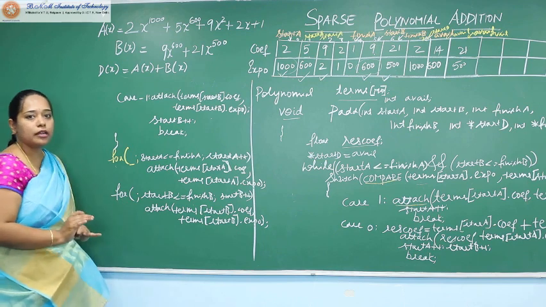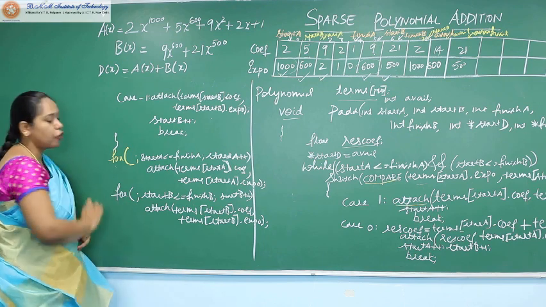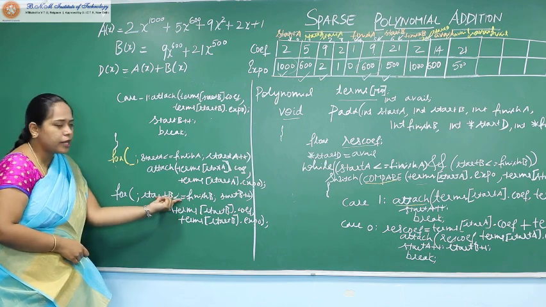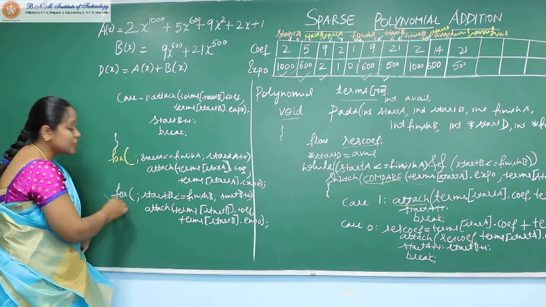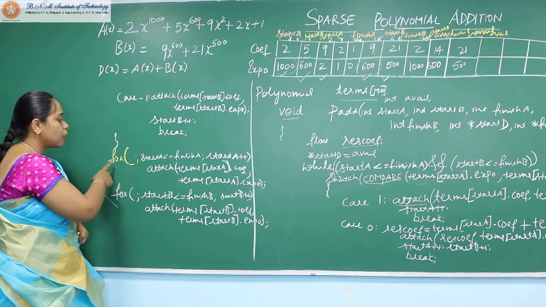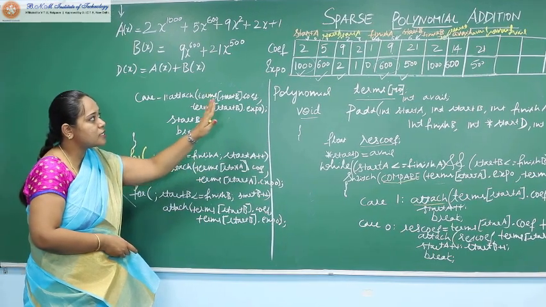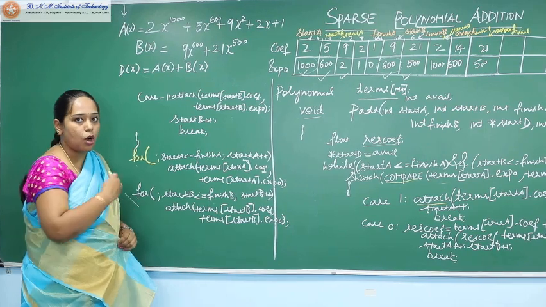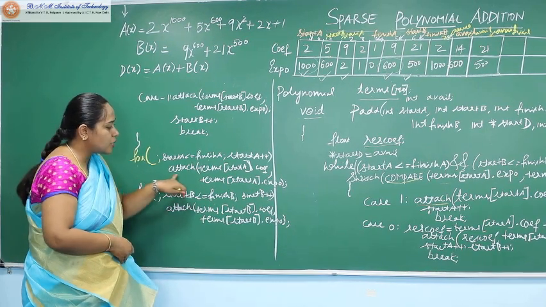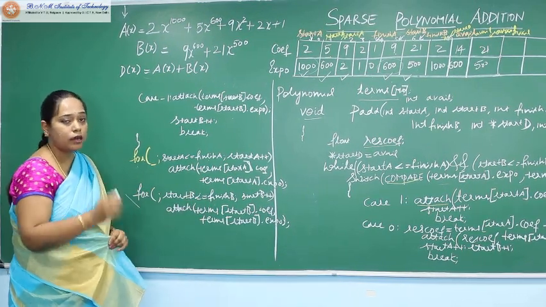And anything else to be done here? No. So what would these two for loops do in our case? Start B is already equal to finish B, which means this for loop is irrelevant in this example. But what about here? Start A is still less than or equal to finish A. In this case, start A is still at the position 2. So all the remaining terms would be attached as it is to our array terms.